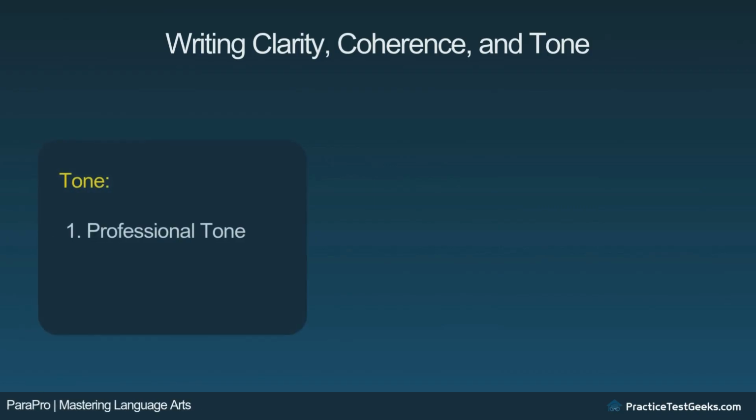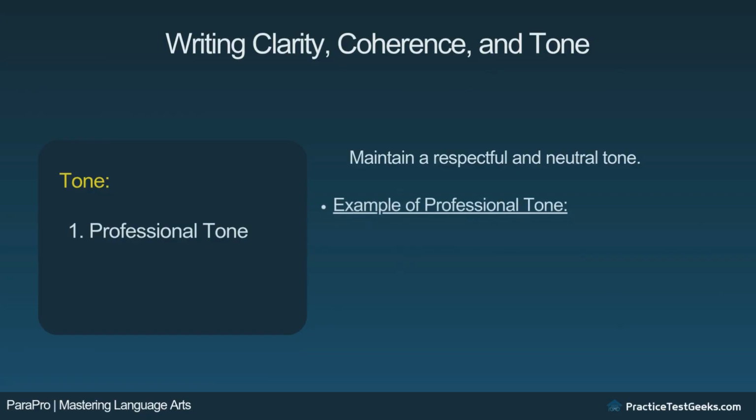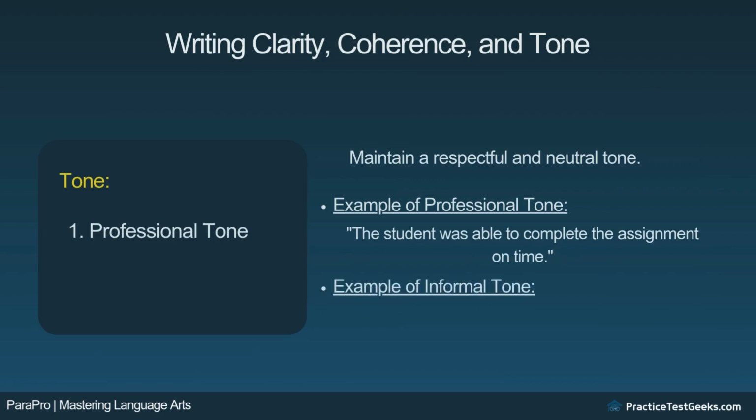Tone. 1. Professional tone. In academic writing, maintain a respectful and neutral tone. Avoid slang, overly casual language, or overly emotional language. Example of professional tone. The student was able to complete the assignment on time. Example of informal tone. The student got the assignment done just in time.